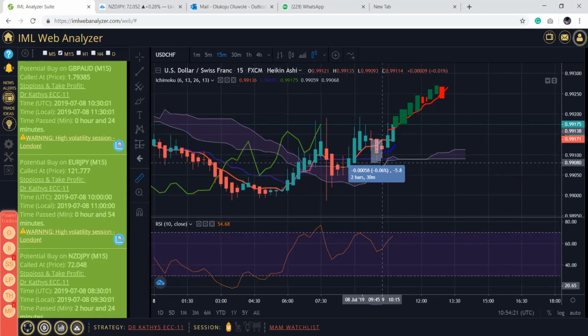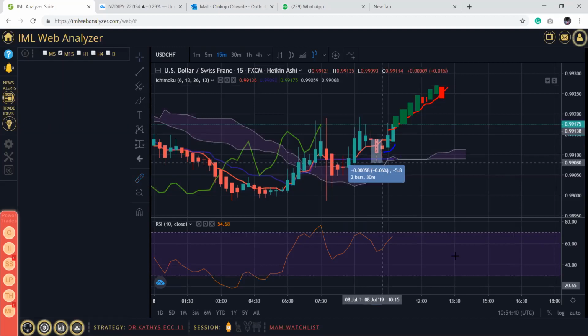I've backtested this strategy and I discovered that the worst case scenario was 16 pips against you. That's the worst I've seen. And the good thing is that you can catch 60 pips, you can catch 70 pips here. The worst I've seen is 16 pips, and I've seen it only once.